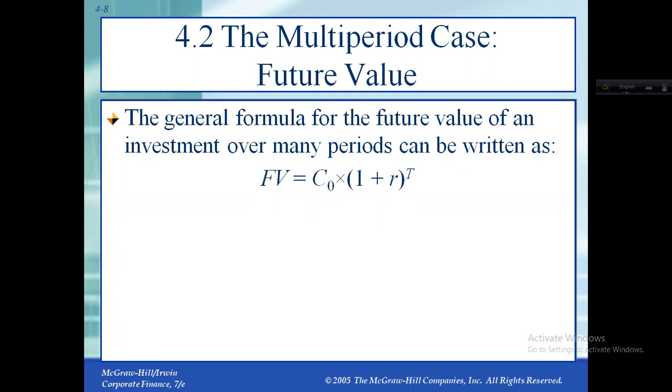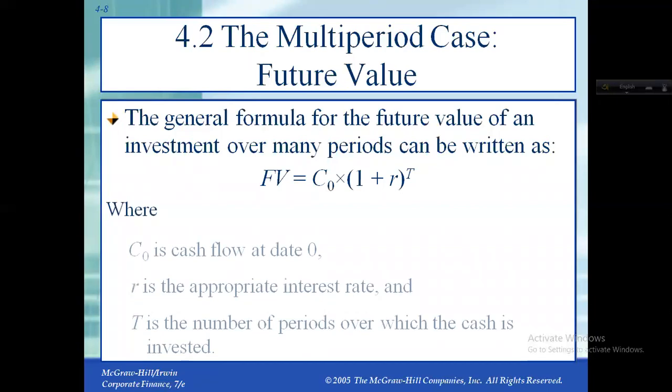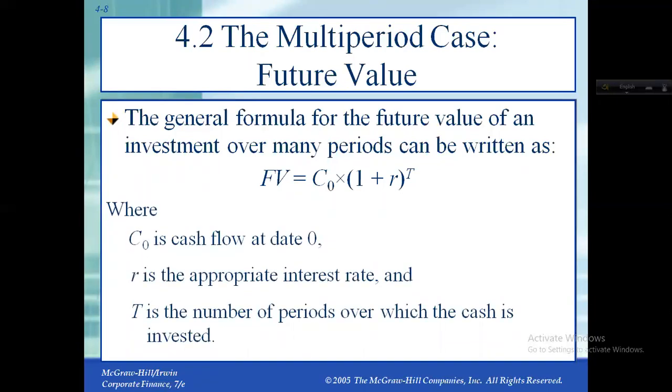So the general formula for future value of an investment over many periods can be written as FV equal to C0, the present value, times 1 plus R to the power T. Where C0 is the cash flows at date 0, R is the appropriate interest rate, and T is the number of periods.